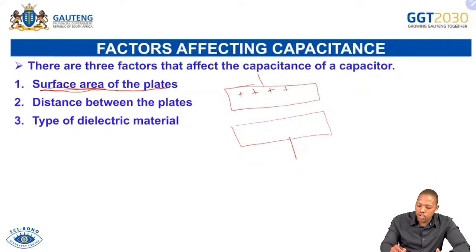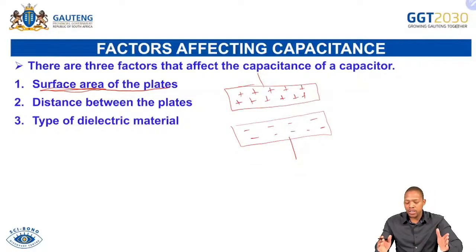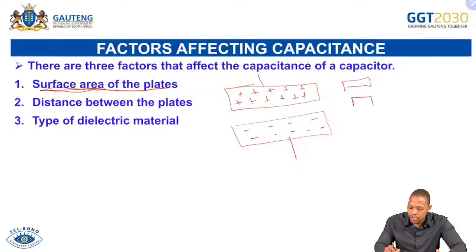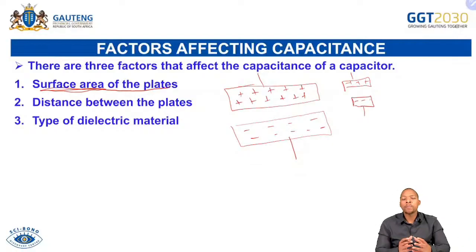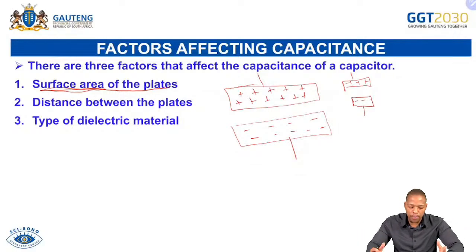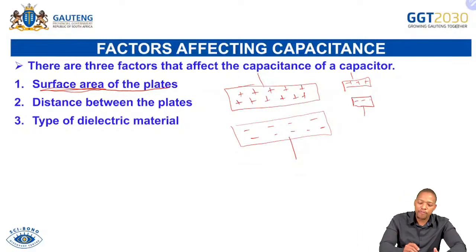To store more charge. More charge will be stored here because you now have bigger plates as compared to just smaller plates. This is what I'm comparing it to. Here, this is the amount of charge that you can store. So the capacitance can be affected by what? By the surface area, making the plates bigger. The first is the surface area of the plate. We call these factors affecting the capacitance of a capacitor.